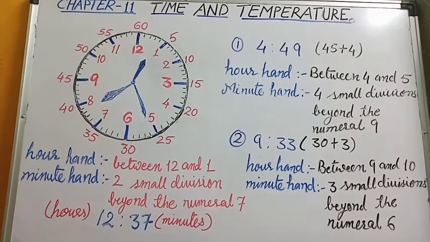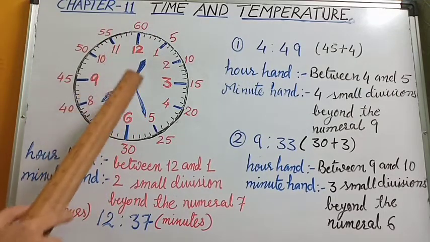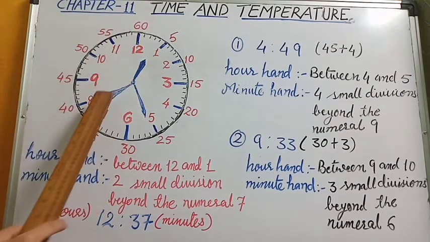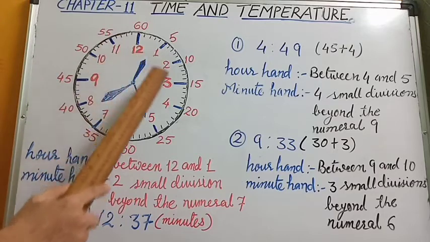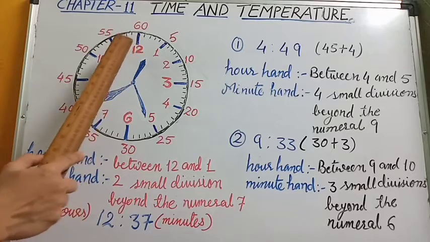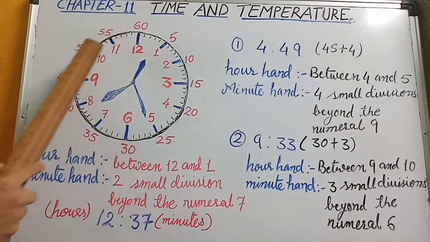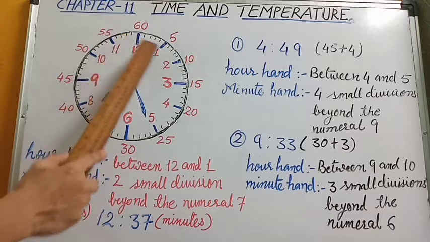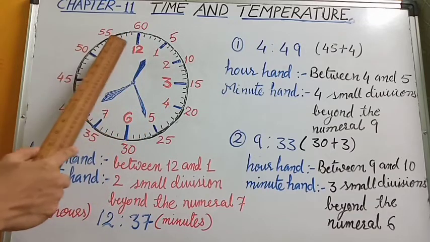We have just learned about the dial and hands of the clock. As we all know, the minute hand takes 60 minutes to complete one round. That means in 1 hour it completes one round. And the hour hand takes 12 hours to complete one round.